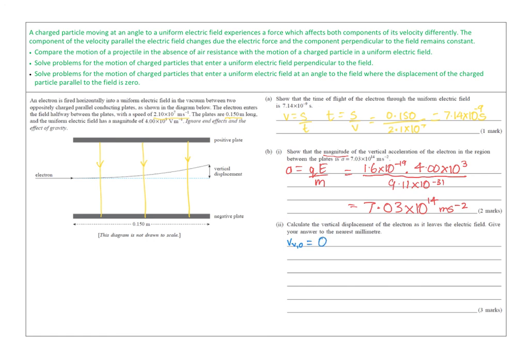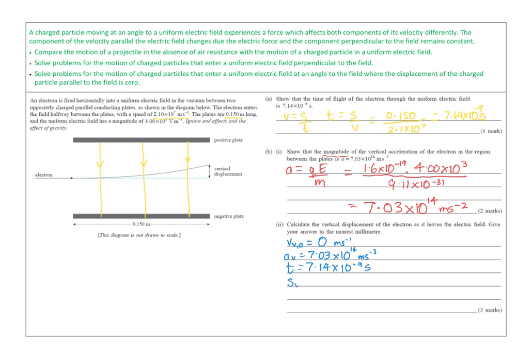When it enters, it's all horizontal velocity. We know the acceleration in the vertical direction from the last question is 7.03 times 10 to the 14. Note how they gave you that as a show-that question, so that if you didn't get the answer to that question, you still had an opportunity to do the last part of the question. We know the time is equal to 7.14 times 10 to the minus 9 seconds.